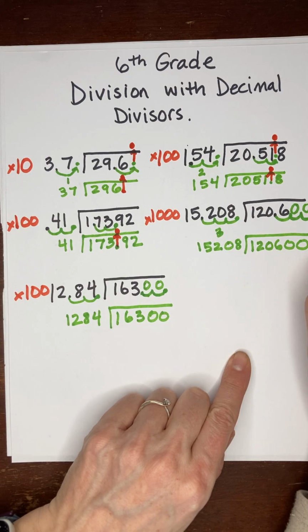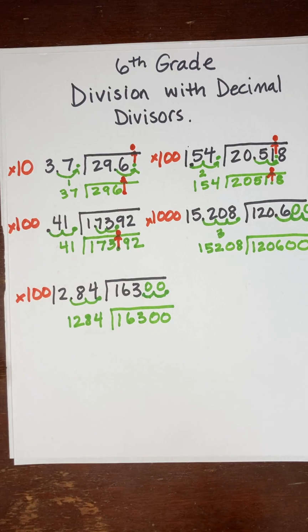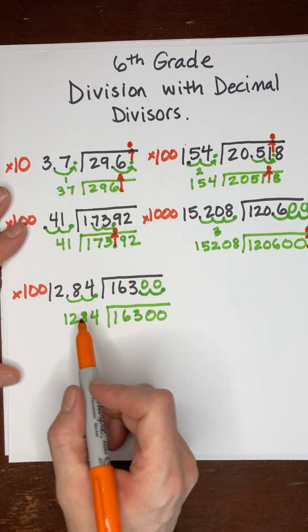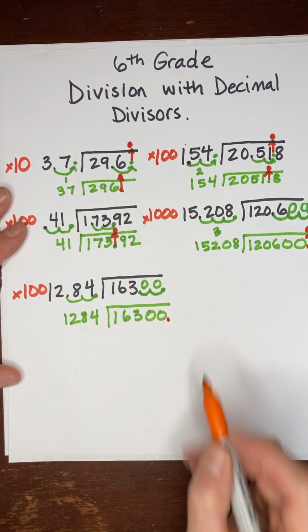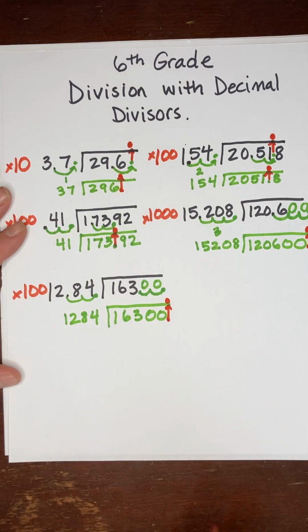This one, our decimal's here at the end. We probably won't even need it in our answer, but we'll see. We're going to put a decimal there. We don't know unless we actually use the division. And here, look, our decimal is at the end as well, so we float it up to the top.